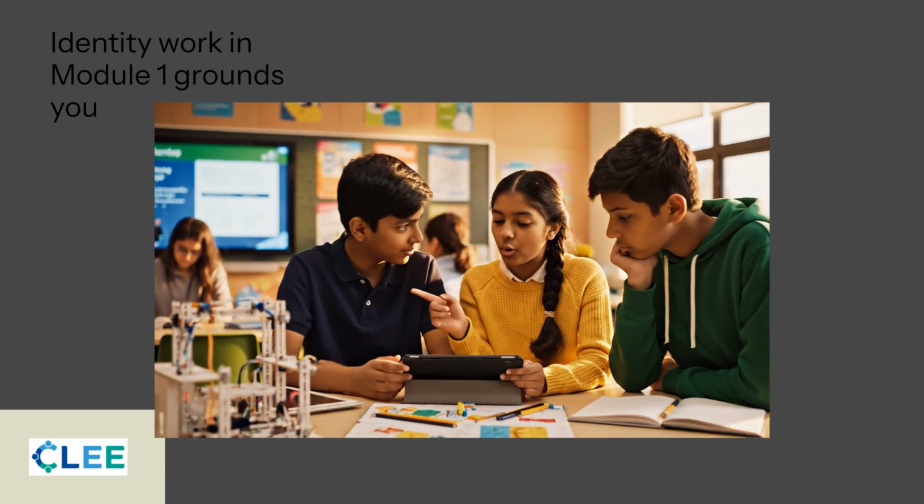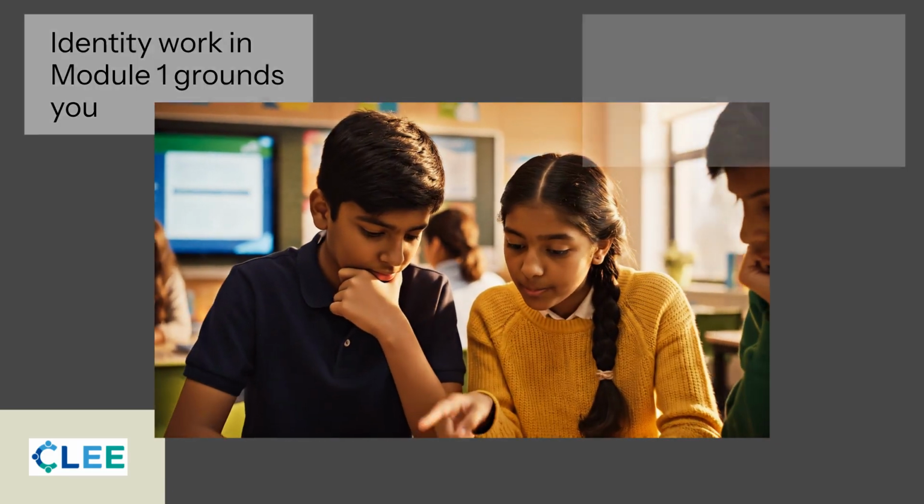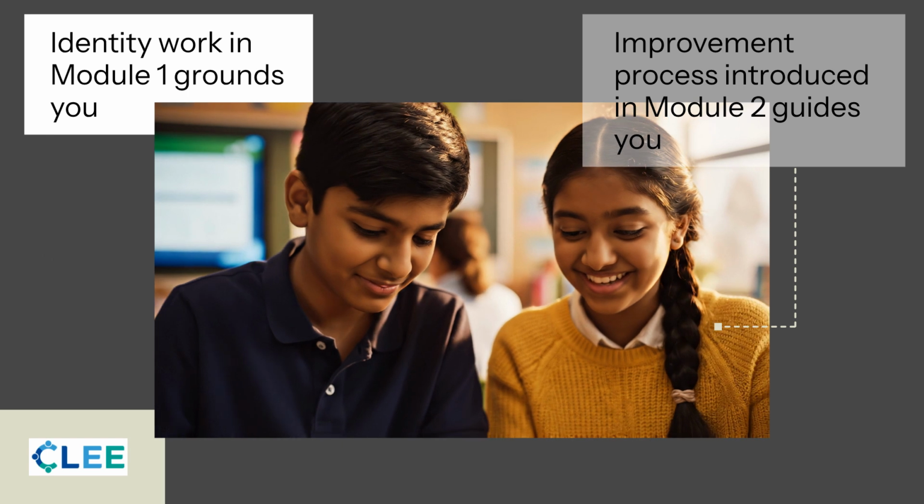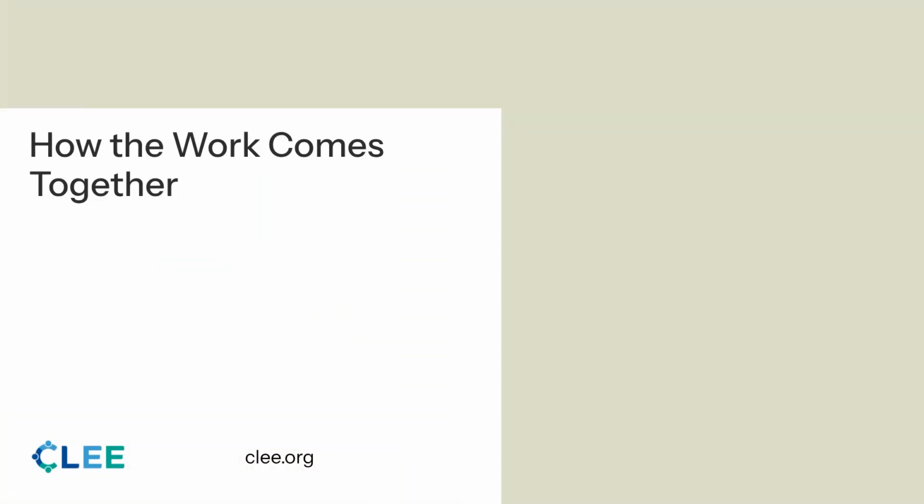Your identity work in Module 1 grounds you. The continuous improvement tools from Module 2 guide your process, and now the data protocols from Module 3 give you the eyes to see clearly, to illuminate what's really happening for students and to chart a path toward equity. This is how the work comes together. Let's dive in.